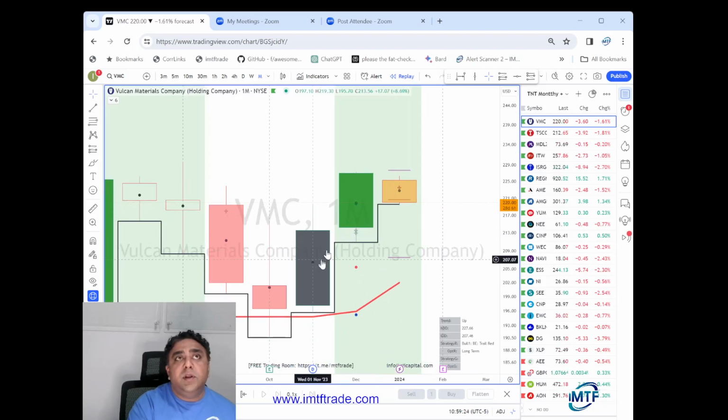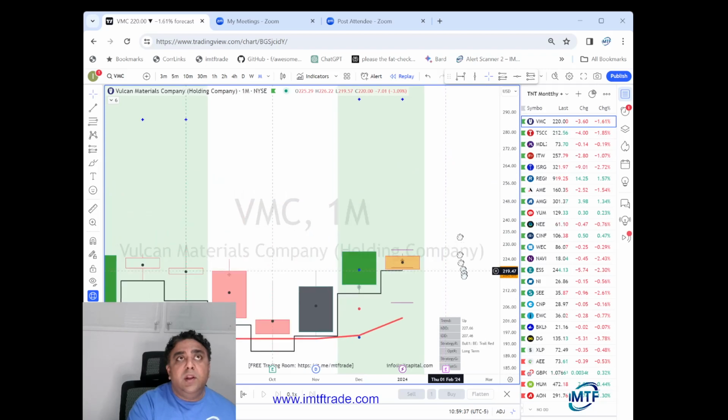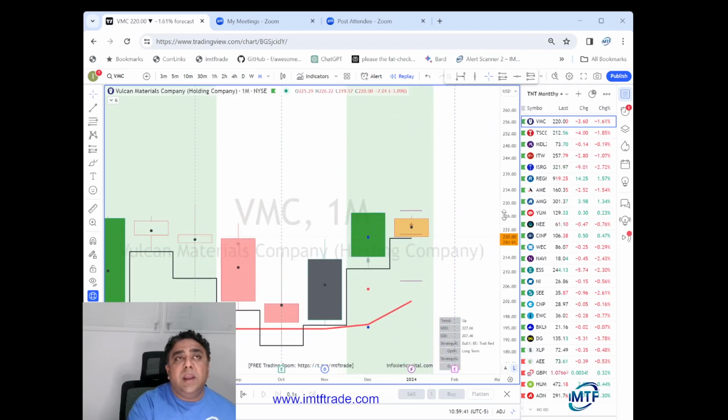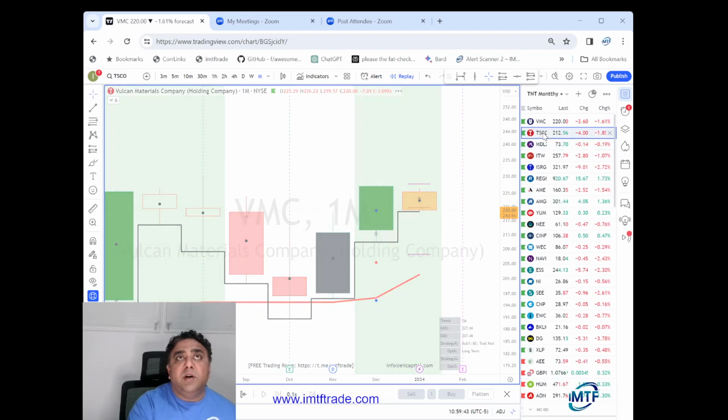VMC was the first one here. There's your November T&T over here. It opened here, went down, went through a drawdown, then came here, hit the blue entry dot, and you could see at the end of the month we were profitable. And if I shrink this down, you could see the target there. So this is a profitable trade for VMC last month.